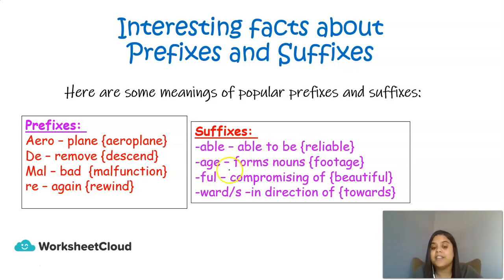And then suffixes, able at the end of a word means able to, like reliable. Age at the end of words forms nouns like footage. You can see that the root word is foot and my suffix there would be age. Footage, okay? Full means comprising of. So when I add full to beauty, it becomes beautiful, which means that the person is comprising of beauty. And then ward or wards means in the direction of, like the word towards.